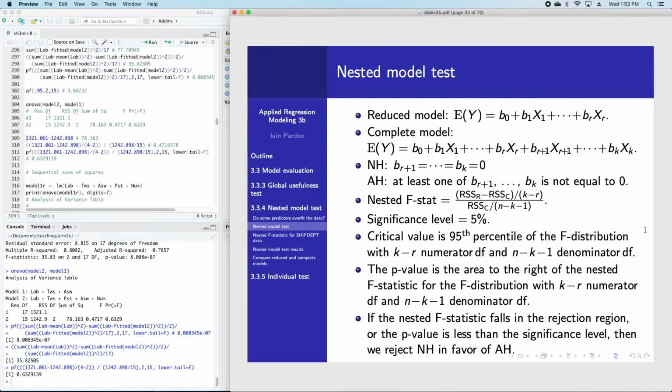Remember, rejecting the null in favor of the alternative means that we favor the complete model, whereas failing to reject the null hypothesis means we favor the reduced model.